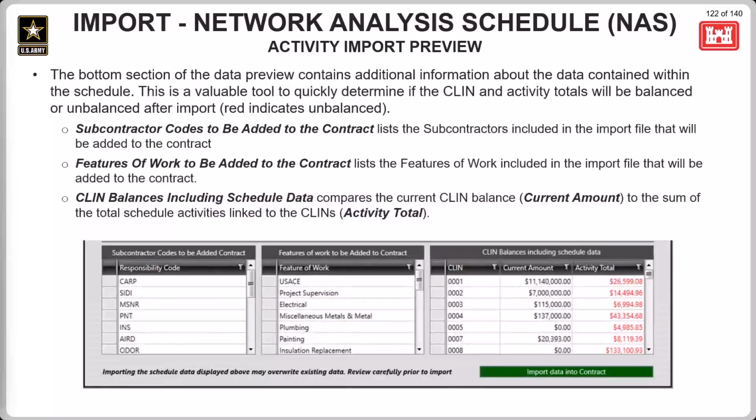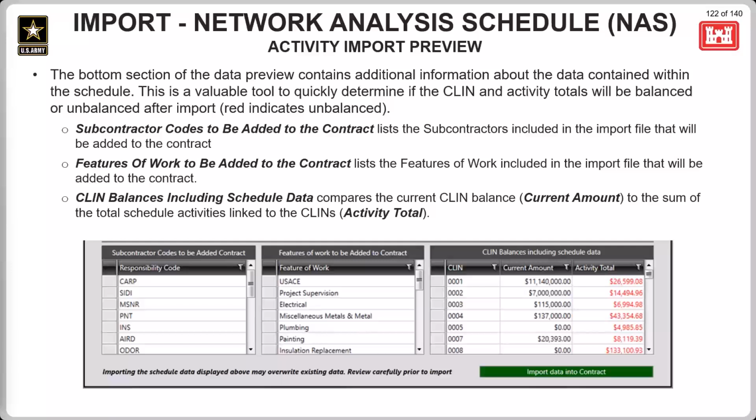The bottom section of the activity import preview contains more information about the data within the schedule and how it will be added to RMS. The subcontractor codes to be added to the contract and the features of work to be added to the contract boxes are only going to show the new features and subcontractors being added to the contract through the import.